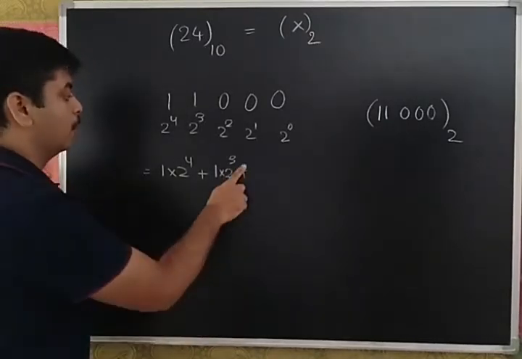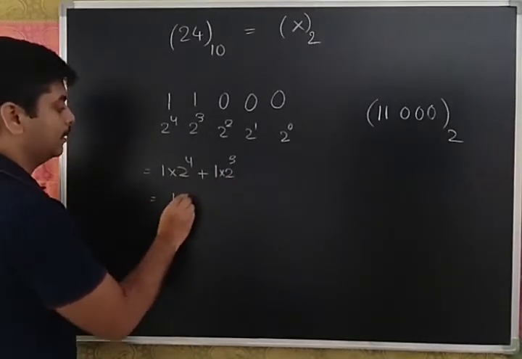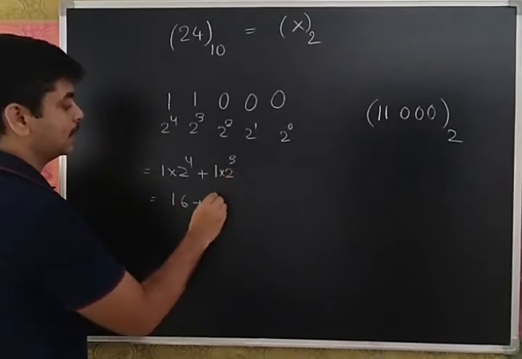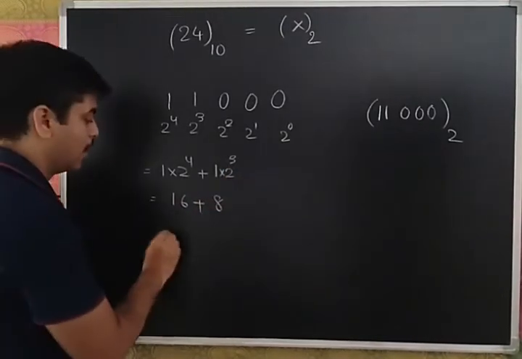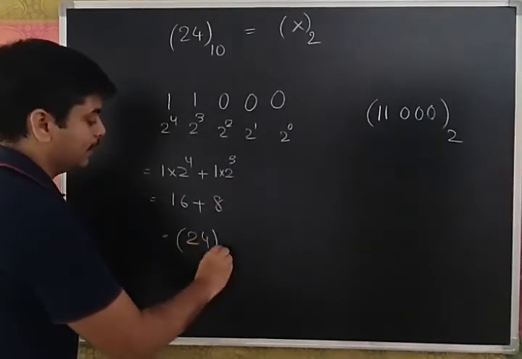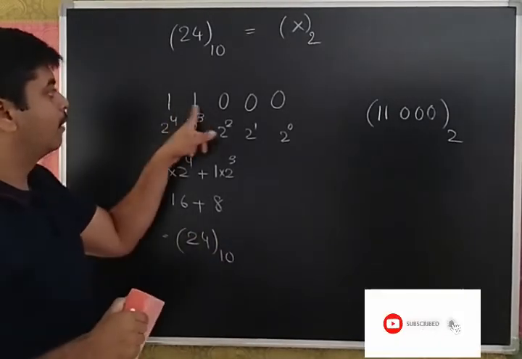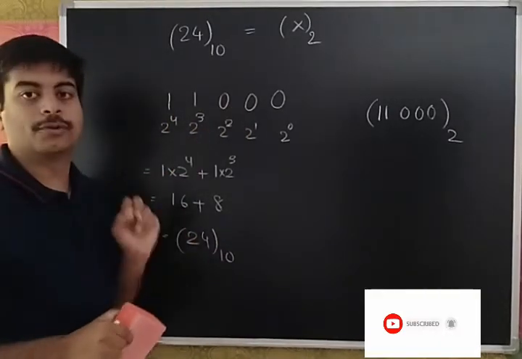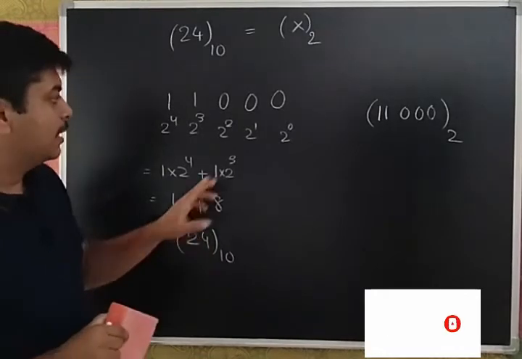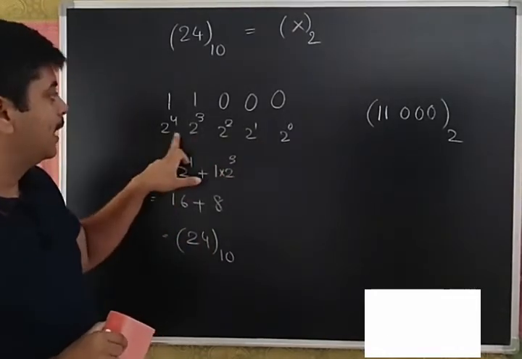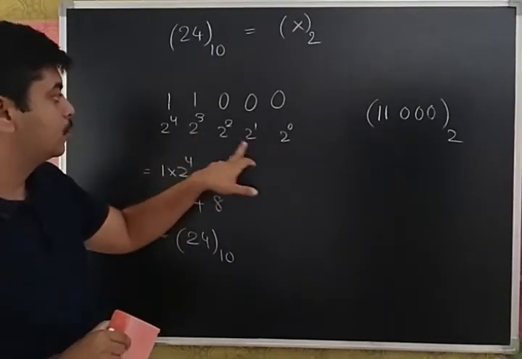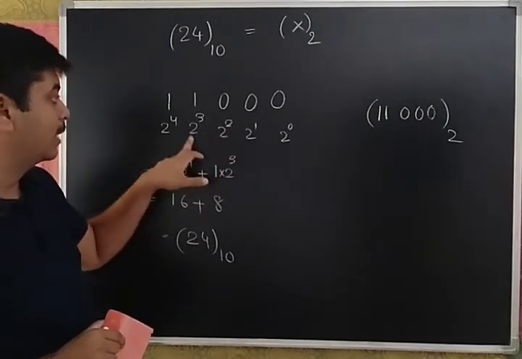Correct. So what is 1 into 2 power 4? It is 16, plus 2 cube is 8. So 16 plus 8 is 24. So the equivalent decimal number for 11000 is 24. Clear? This one you can also write as numbers: 1, 2, 4, 8, 16.